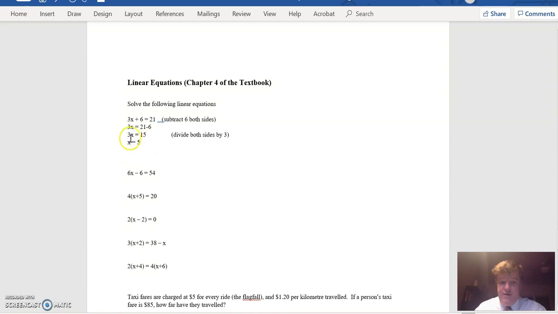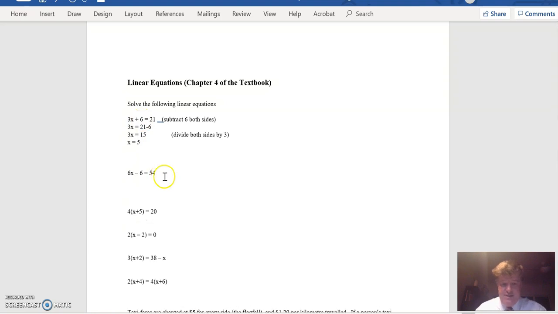So x equals 5. Now if you ever want to check these answers, you can substitute back into the start and say, okay, if x equals 5, this should be true when I put 5 where I see an x. So 3 times 5 is 15, plus 6 is 21. So we're lucky, that one seems to have worked nicely.